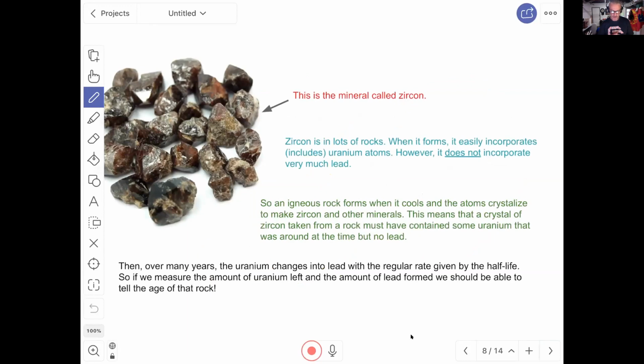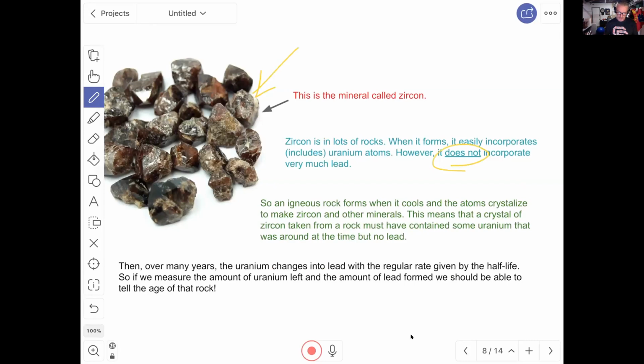So in order to understand how this works, I have to introduce you to this mineral called zircon. Zircon, I know it sounds like a comic book bad guy character, but it's actually the name of a mineral. Zircon is in lots of rocks, so that's good because it means we can use it. And what happens is when it forms, it's all melted, and then when it solidifies, it brings in uranium atoms, but it does not bring in very much lead. That's important. I'll tell you why.